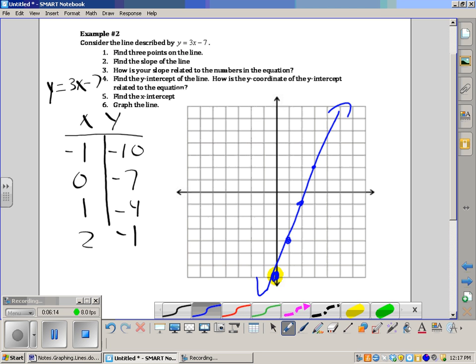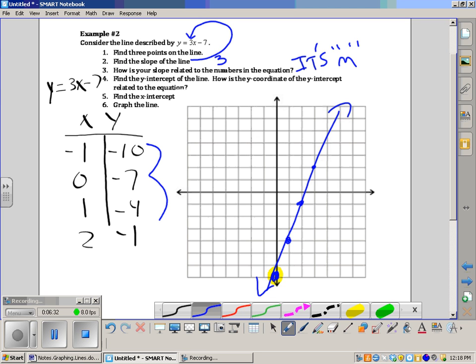There's my line. So 3 points on the line. I got my points right here. And then find the slope of the line. The slope is 3. Okay, how is the slope related to the numbers in the equation? It's m.